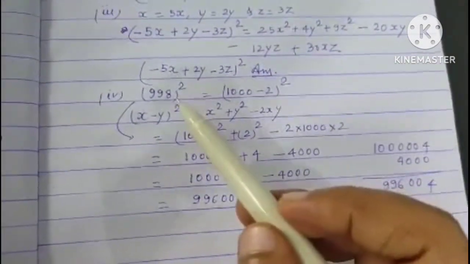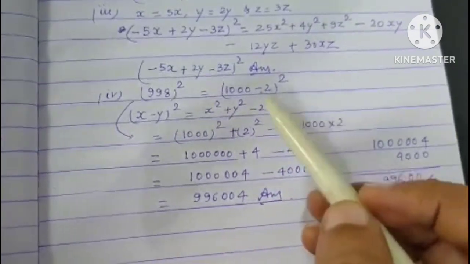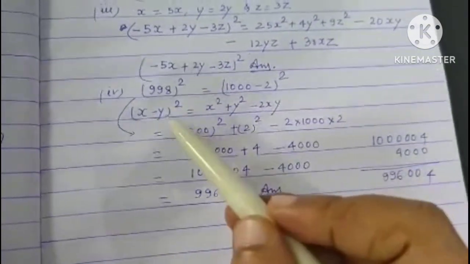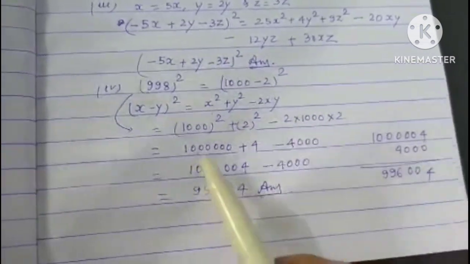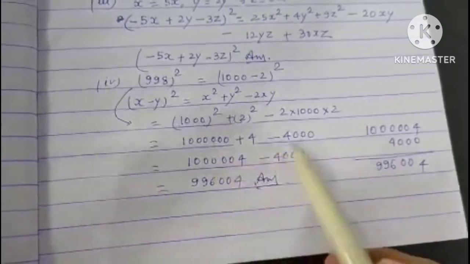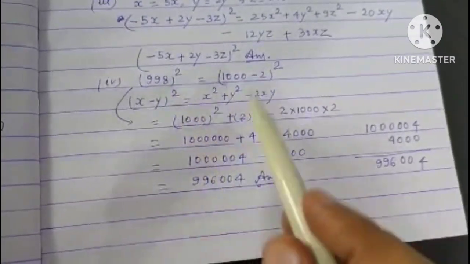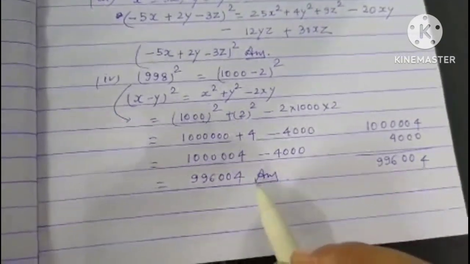Okay, so this is quite simple. 998 square is equal to 1000 minus 2 whole square. We can write it like this. Then we will use this formula, x minus y whole square is equal to x square plus y square minus 2xy, and we will put it simply here, x square plus y square minus 2xy. So without actually multiplying, we are solving this question in a very simple manner.